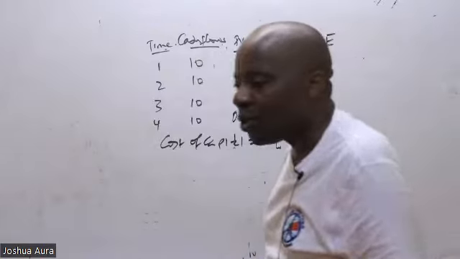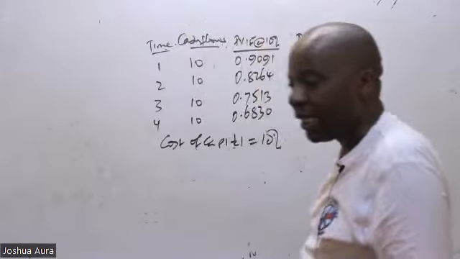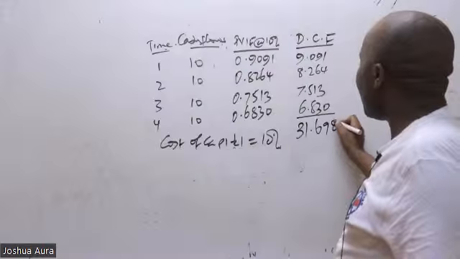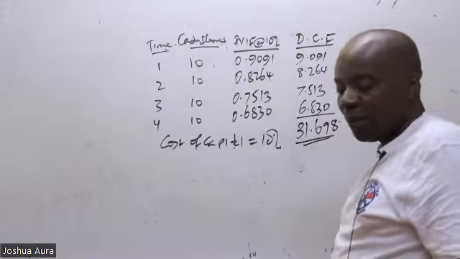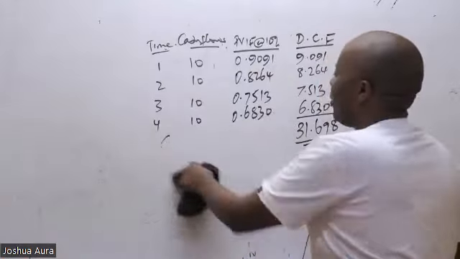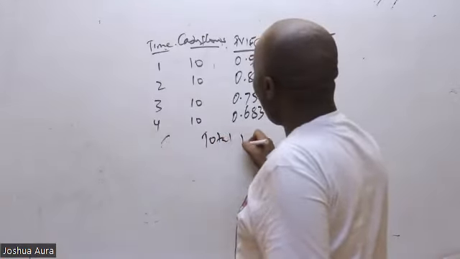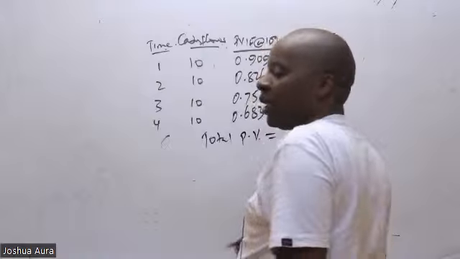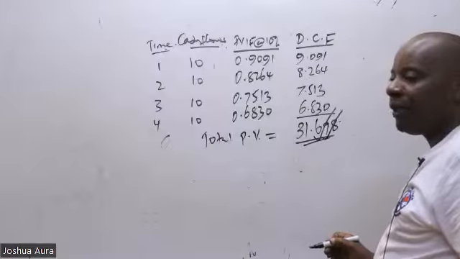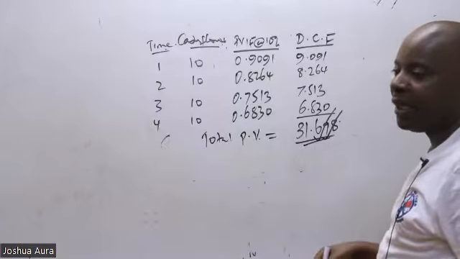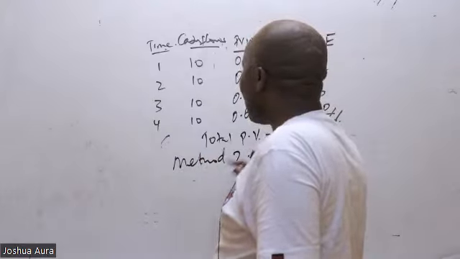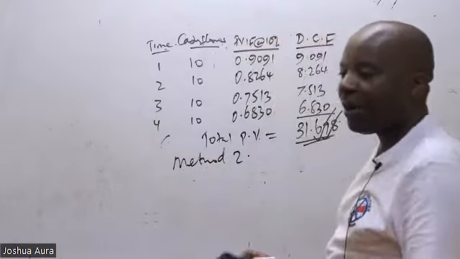So according to Kinyua and Lena, it is 31.698. This is the total present value. Thank you, and thank you so much. I would want you to mark this figure because we will apply it in the second method. So method number 2. I love method number 2.